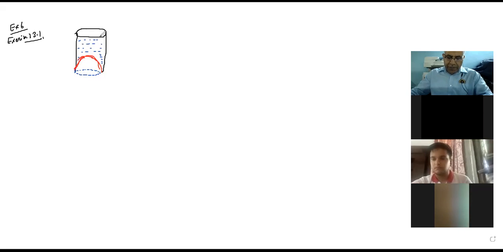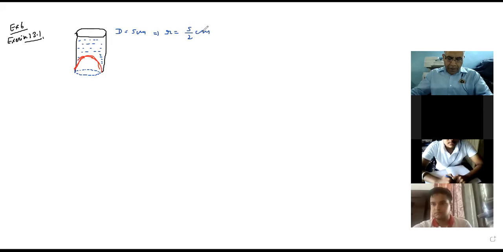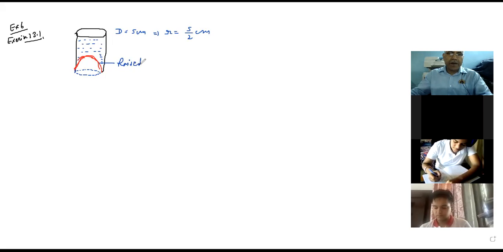The inner diameter of the cylindrical glass was 5 centimeters. So diameter is given 5 centimeter, which implies the radius is 5 by 2 centimeters. But the bottom of the glass had a hemisphere raised portion, which reduced the capacity of the glass. जो ये raised portion है, this is reducing the capacity of the glass. वो हमें दिख रहा है.